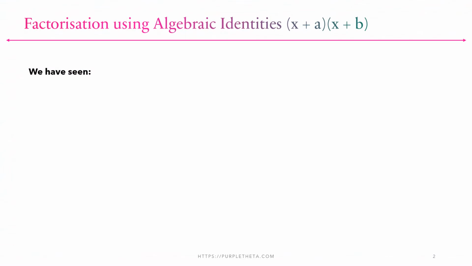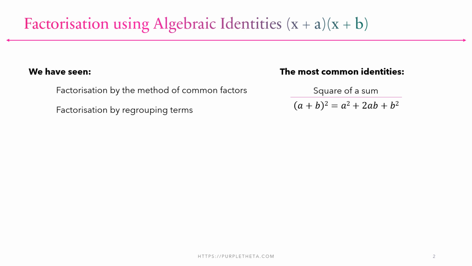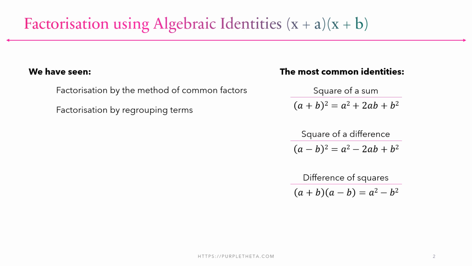Hi, in the previous video we learned about factorization by the method of common factors and factorization by regrouping terms. We explored three important identities, which are square of a sum, square of a difference and difference of squares, right? We also saw examples based on each of these identities.